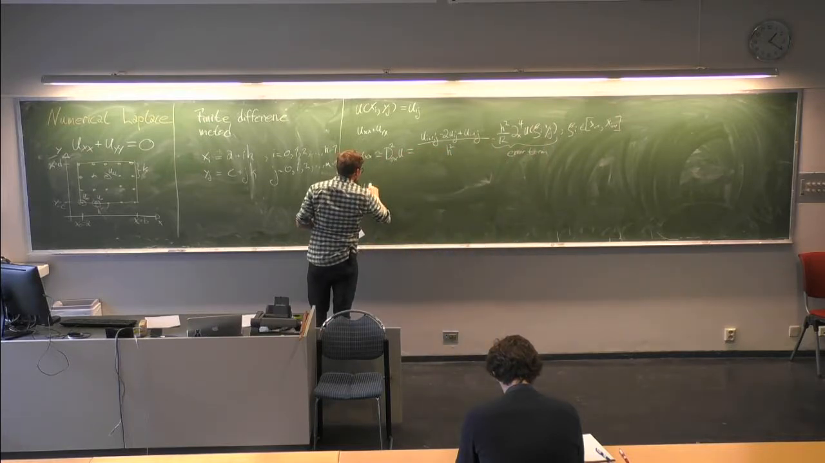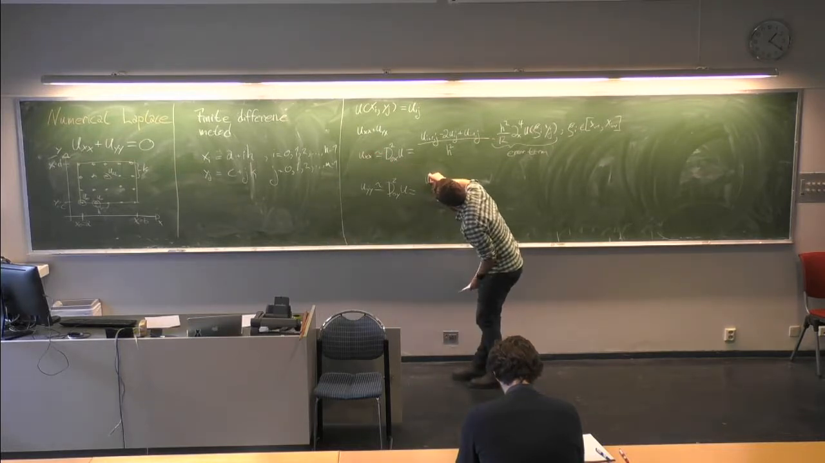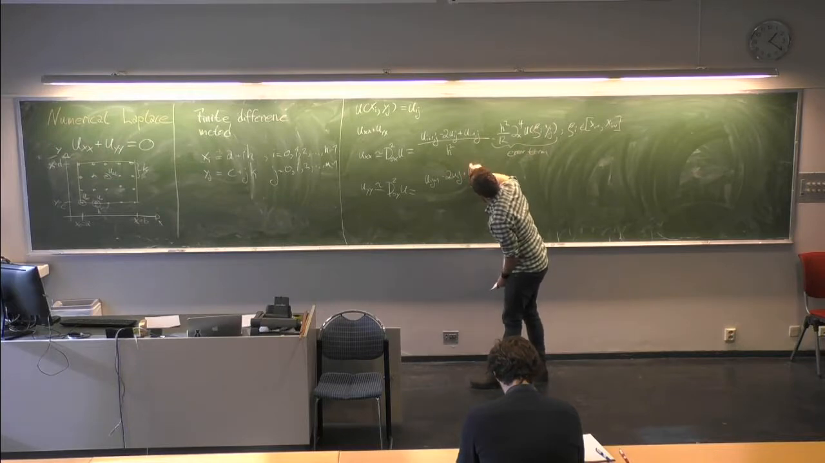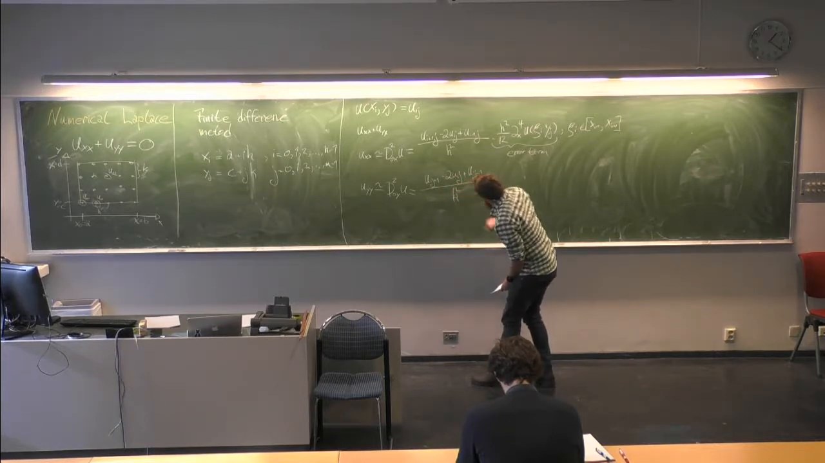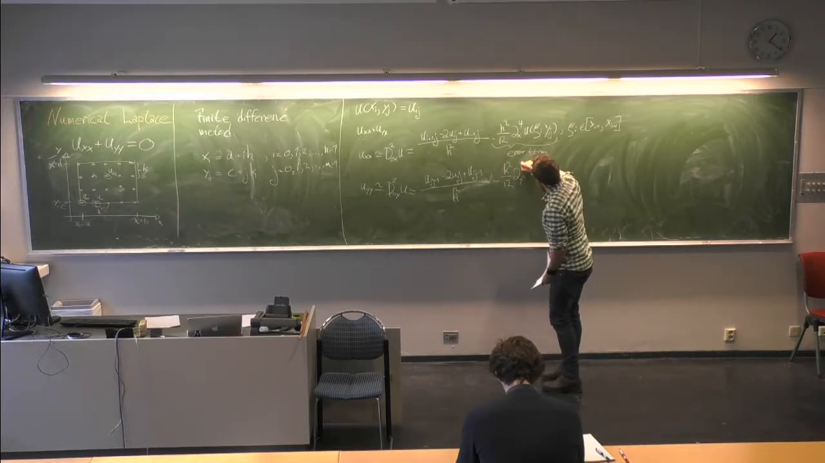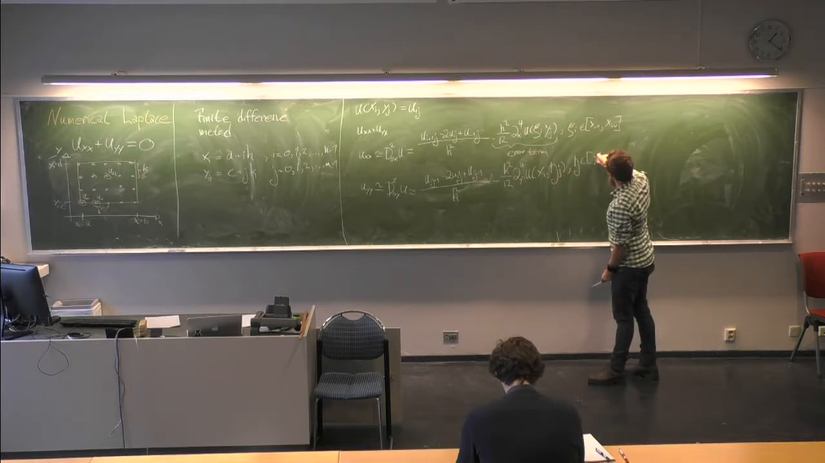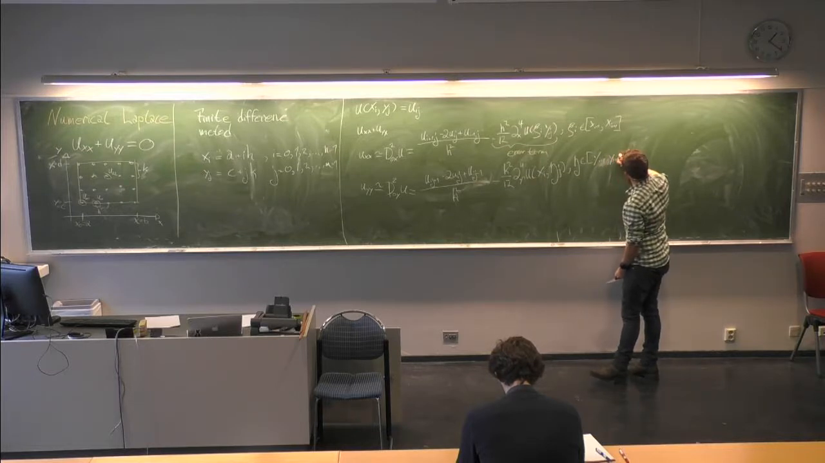And again, similar for u_yy, the central difference in the y direction. That's u_i,j+1 minus 2u_ij plus u_i,j-1 over k squared, plus the error term k squared over 12 times d^4u/dy^4 at some xi and eta_j, with eta between y_j-1 and y_j+1.